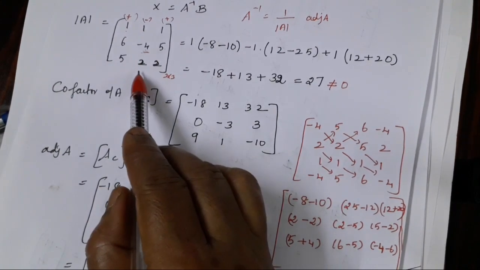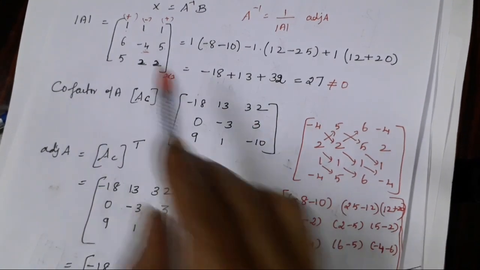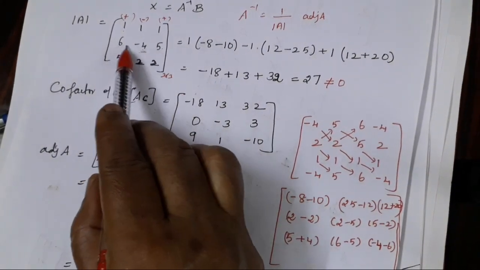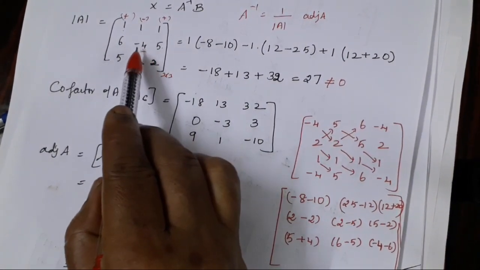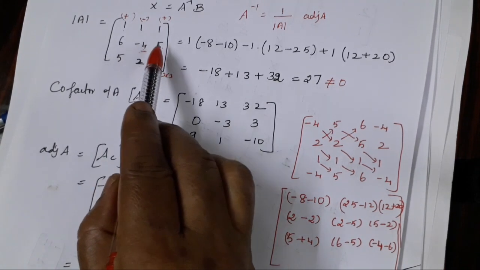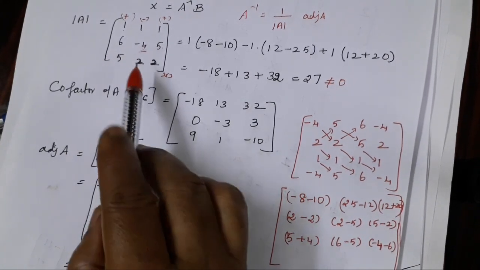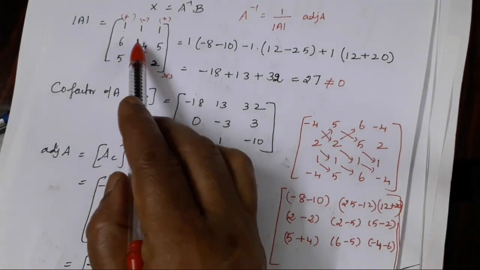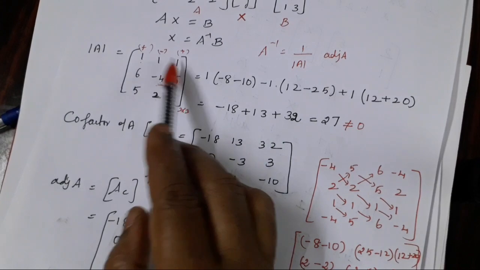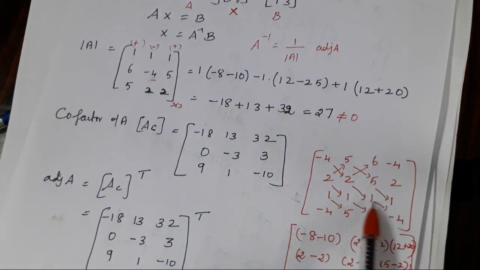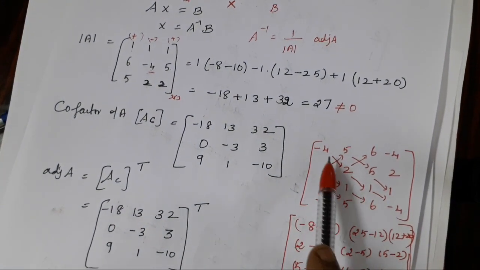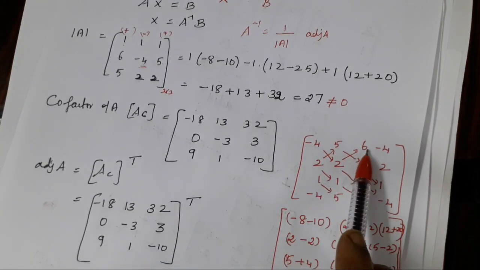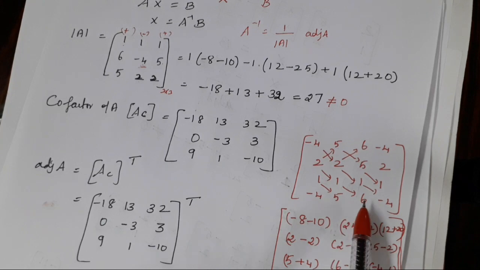Then the third row: 2, 2, 5, 2. Again come to the first row. Take down the second row, starting from the middle value: minus 4, 5, then 6, minus 4. Again 2, 2, 5, 2 from the third row. Again the first row, which is 1, 1, 1, 1. Then rewrite the second row: minus 4, 5, 6, minus 4.